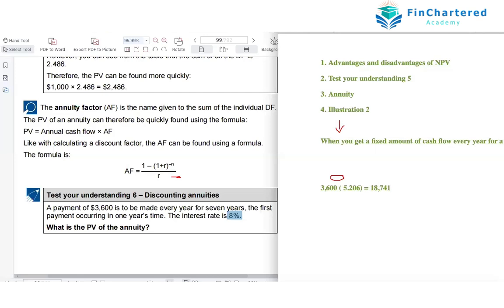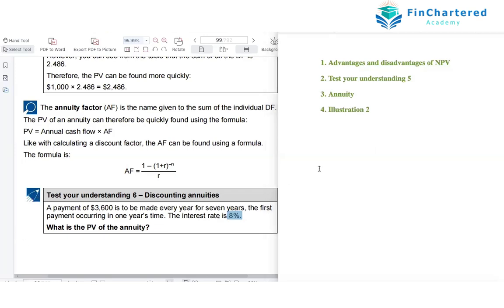That's it. Test your understanding 6 is over. But of course, you can also implement the formula. Obviously, remember using the table is always easier, always faster. We're getting the answers in less than 1 minute each. But you can also always use the formula.